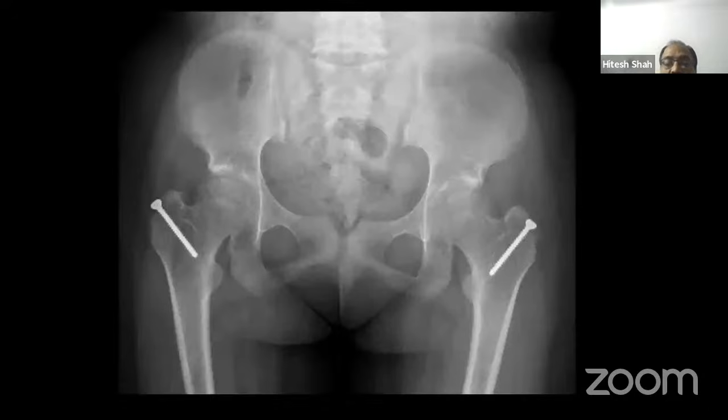And this is the final follow-up X-ray. The child has reached skeletal maturity. The implant has not been removed, but functionally the mechanical pain disappeared. The child is doing absolutely fine at the final follow-up.